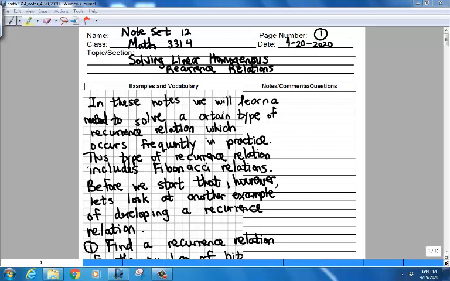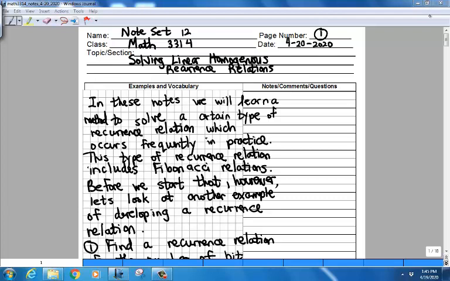But solving recurrence relations means taking the recurrence relation and converting it to a non-recurrent formula, right? To a formula that doesn't involve recurrence. And we just saw one example of doing that. Last time we did it sort of by trial and error, by substitution in the recurrence relation. But today we're going to learn some more systematic ways of solving recurrence relations.